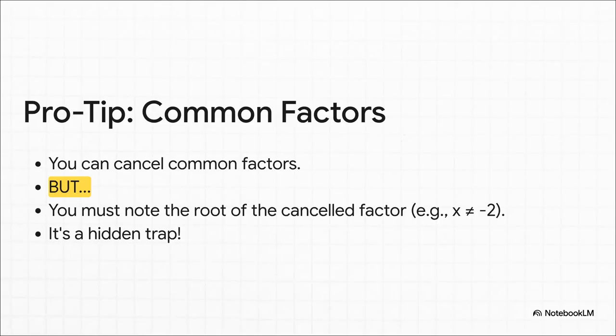All right, one last pro tip to make you a true master. If you see a common factor on the top and the bottom, you can totally cancel them out to make your life easier. But, and this is a huge but, you have to make a little note to yourself. Since that factor started in the denominator, its root is still a forbidden value. In this case, x still can't equal -2. It's a hidden trap you have to account for in your final answer.